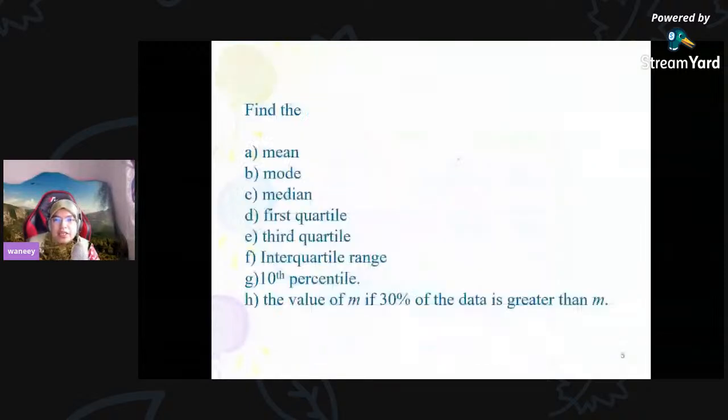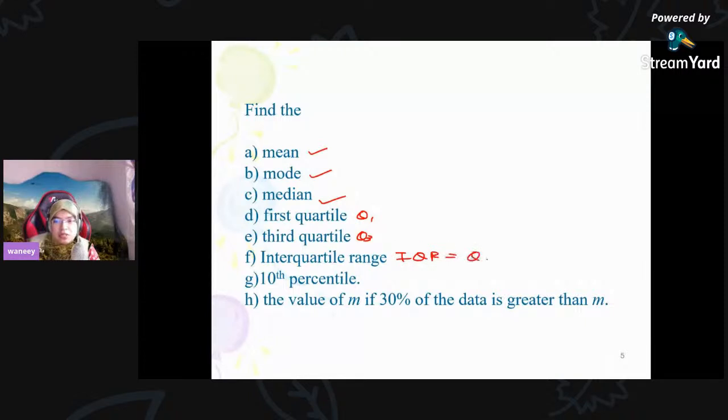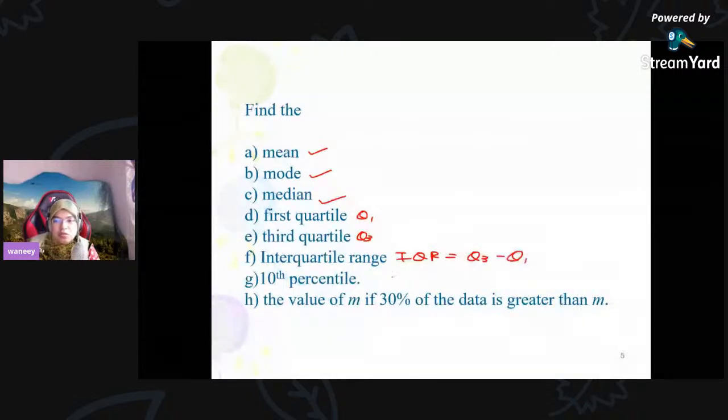Next. For the frequency distribution given below, we have an interval and the frequency. Find the mean, the mode, the median, the first quartile Q1, the third quartile Q3, and then we have to calculate the interquartile range. The interquartile range is Q3 minus Q1. Once we know the third and the first quartile, we can simply find the difference between them.